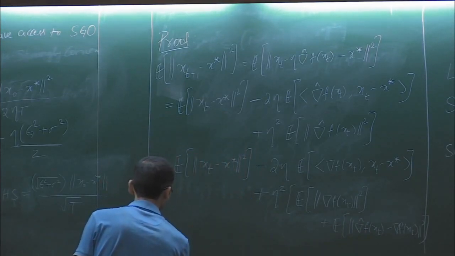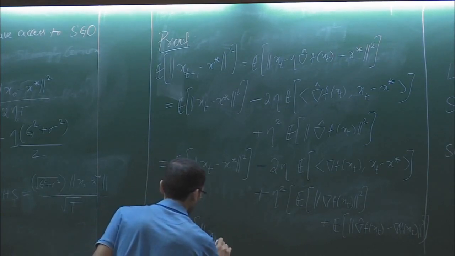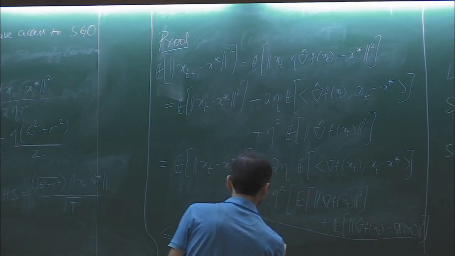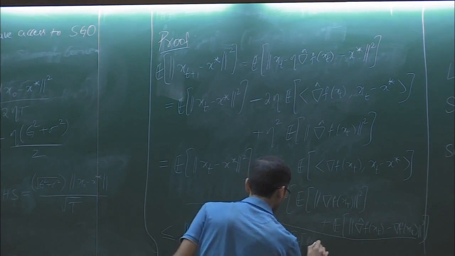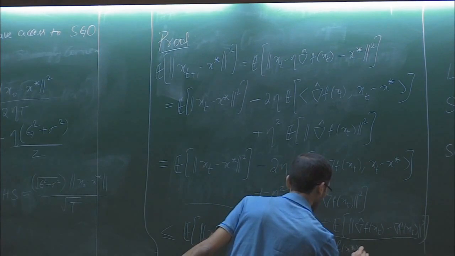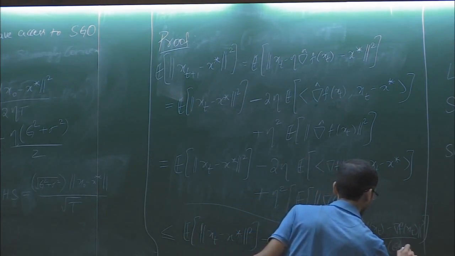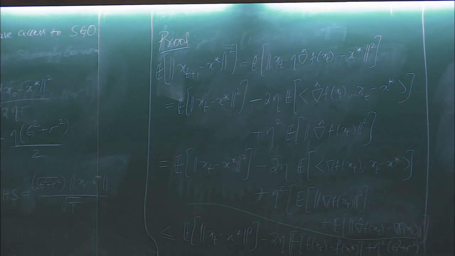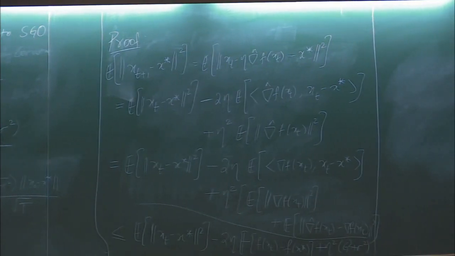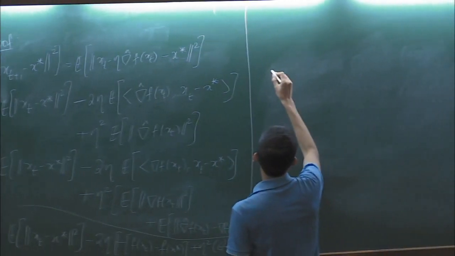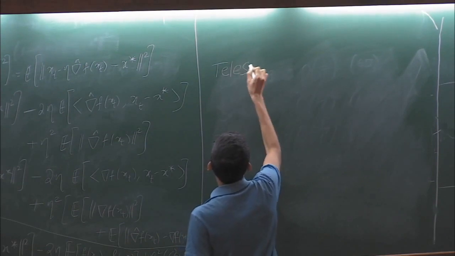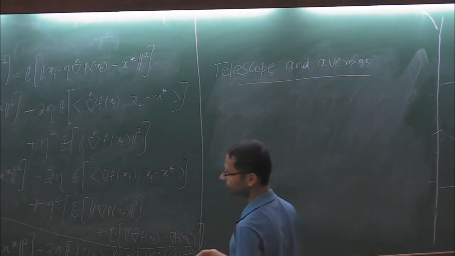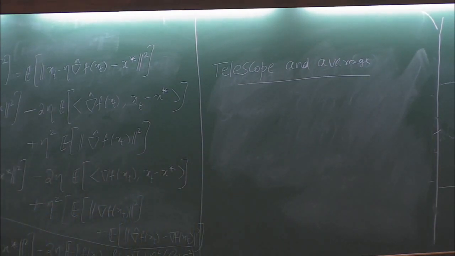And by assumption, we see that, so this is by convexity. Okay. So all that remains is to telescope and average. Okay, so this will basically give you this result. Is the argument clear?